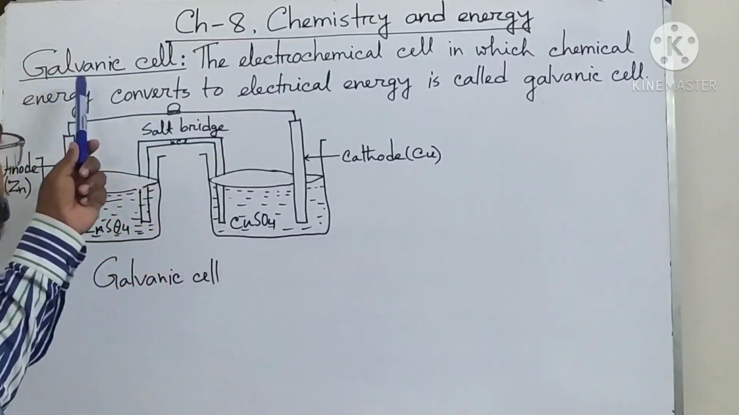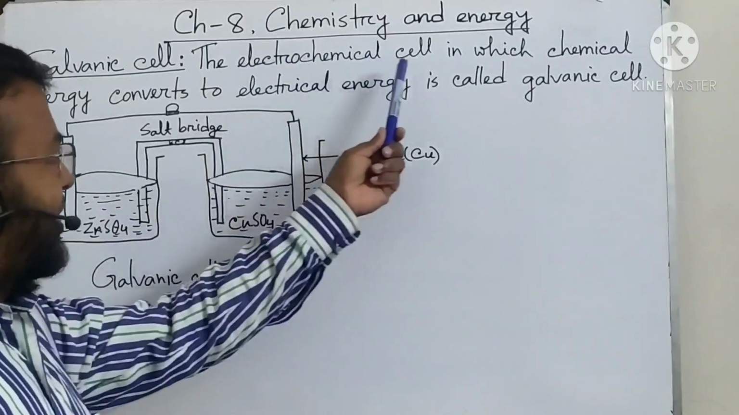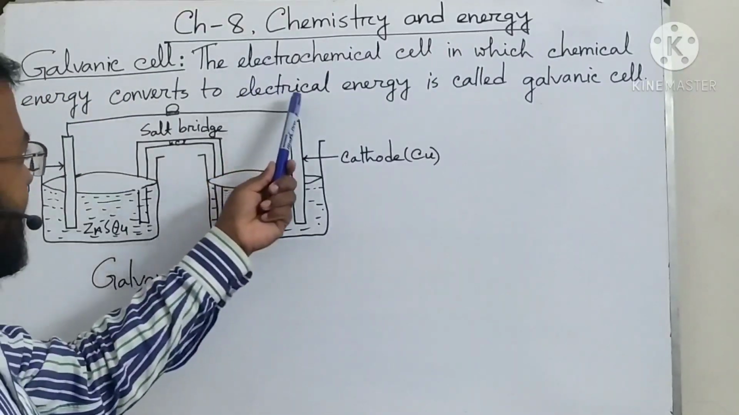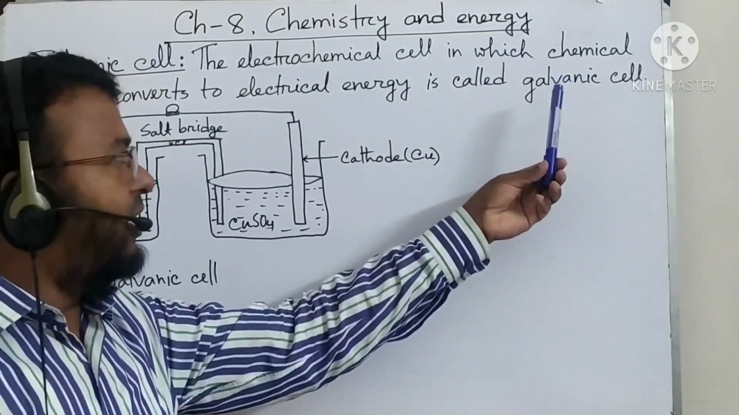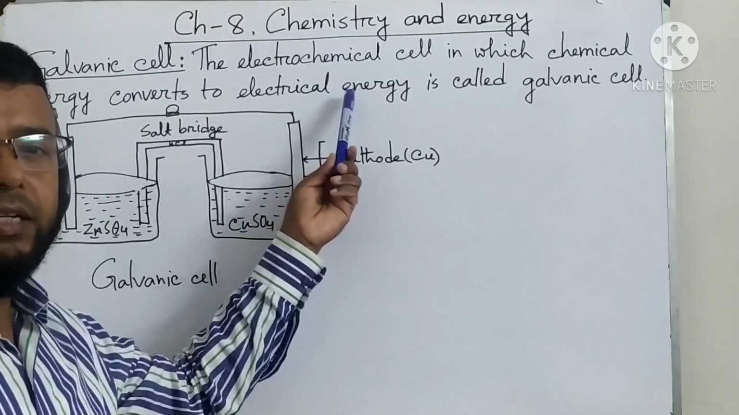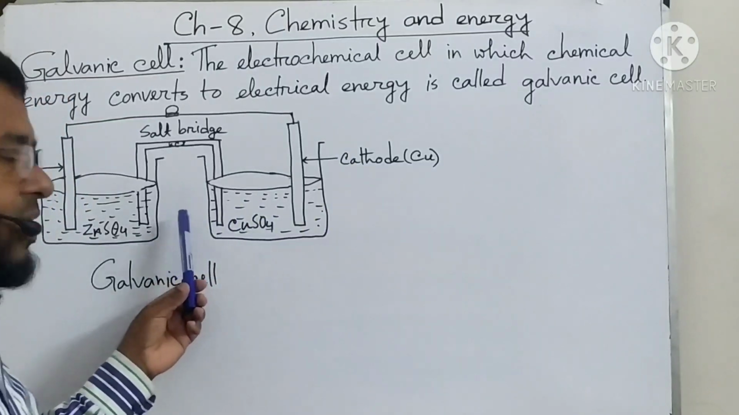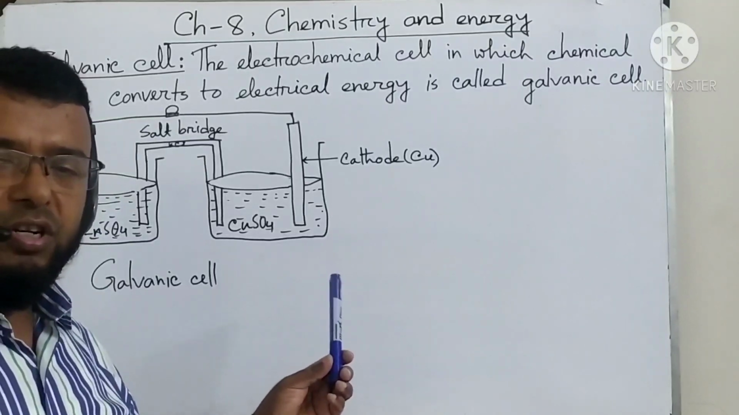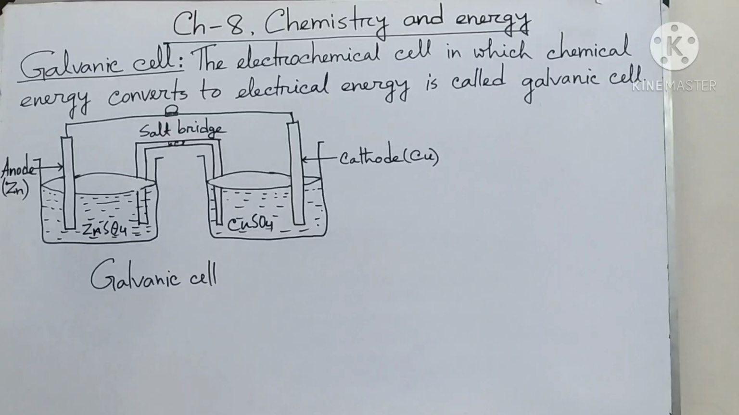Okay, all of you see that first of all I have written what is galvanic cell. The electrochemical cell in which chemical energy converts to electrical energy is called galvanic cell. That means in galvanic cell chemical energy is converted to electrical energy. Now I will discuss the structure and mechanism of galvanic cell. So all of you write it, I will tell, then you write. Okay, everybody start writing.